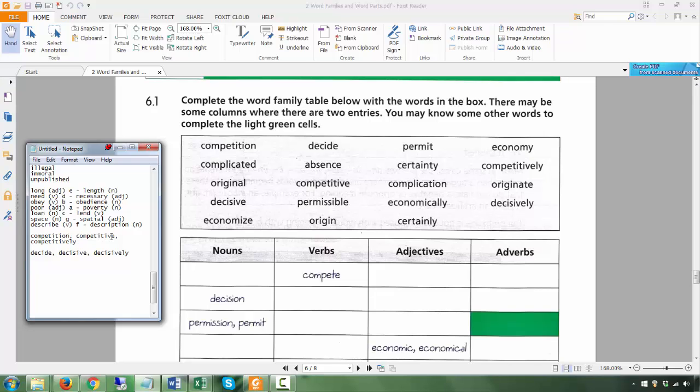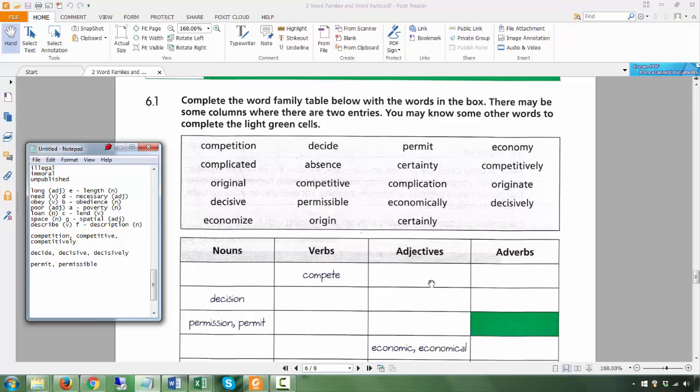Permission or permit. Permission is more of the idea. Permit is more like a tangible thing that you can feel, a work permit, or whatever. Okay, both are nouns. The verb of both of these is permit. The adjective is permissible. All right, and you don't really have an adverb for that.